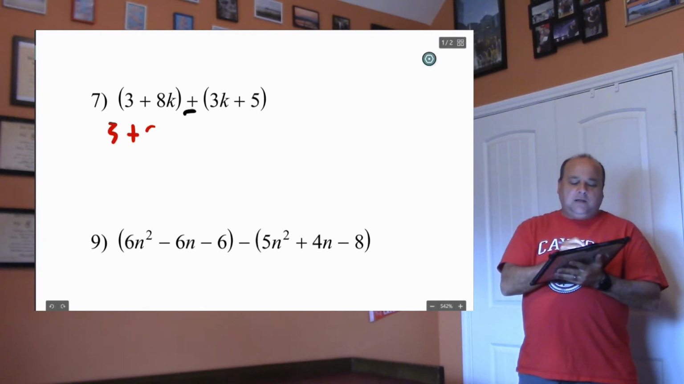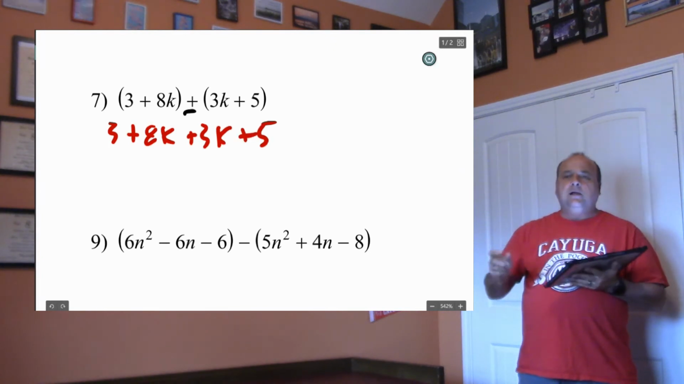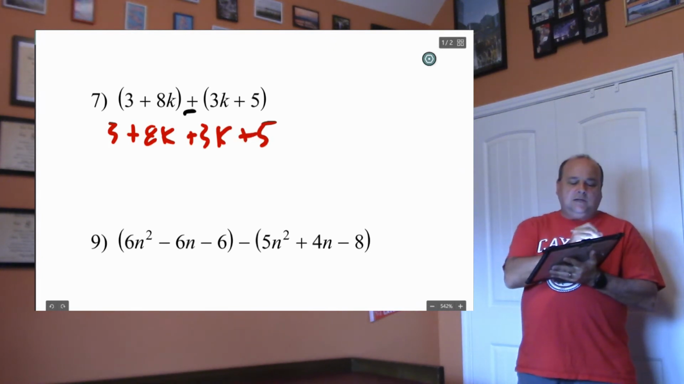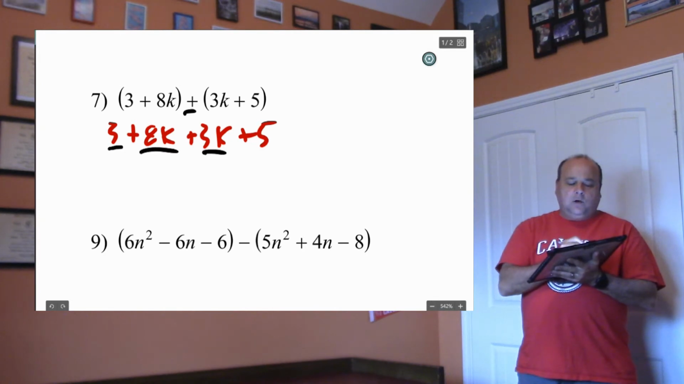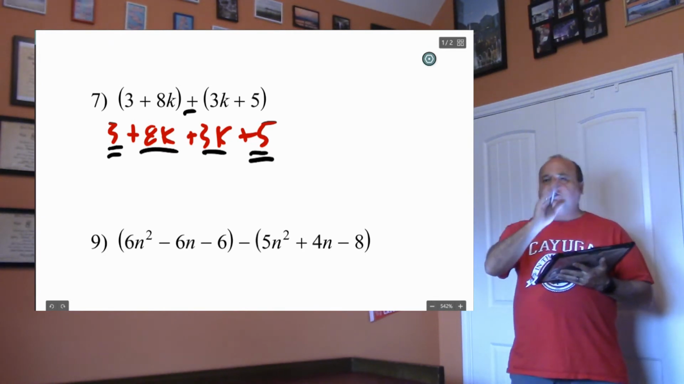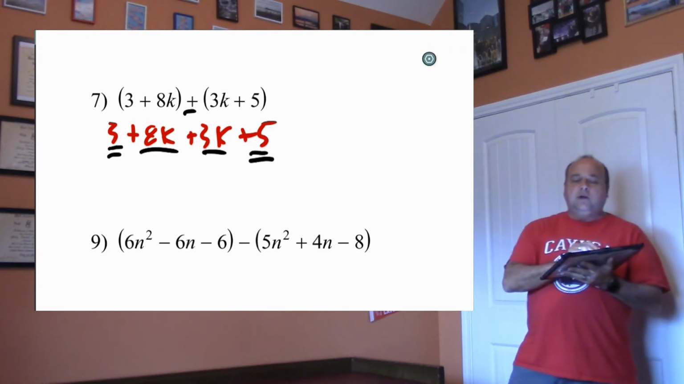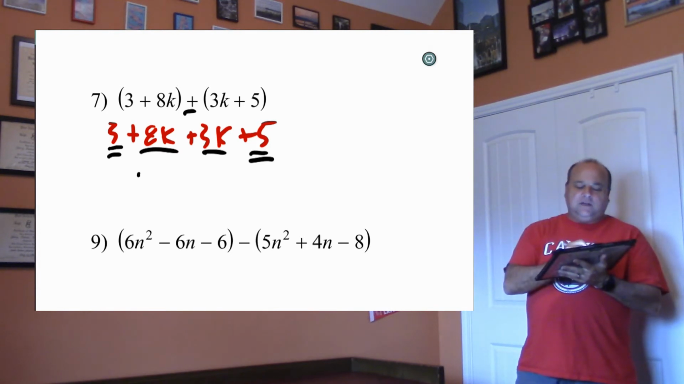So 3 plus 8k plus 3k plus 5. Single underline the k's, double underline the constants, and you're just going to put this in order. Now then I'm going to group 8 and 3. 8 plus 3 is 11.